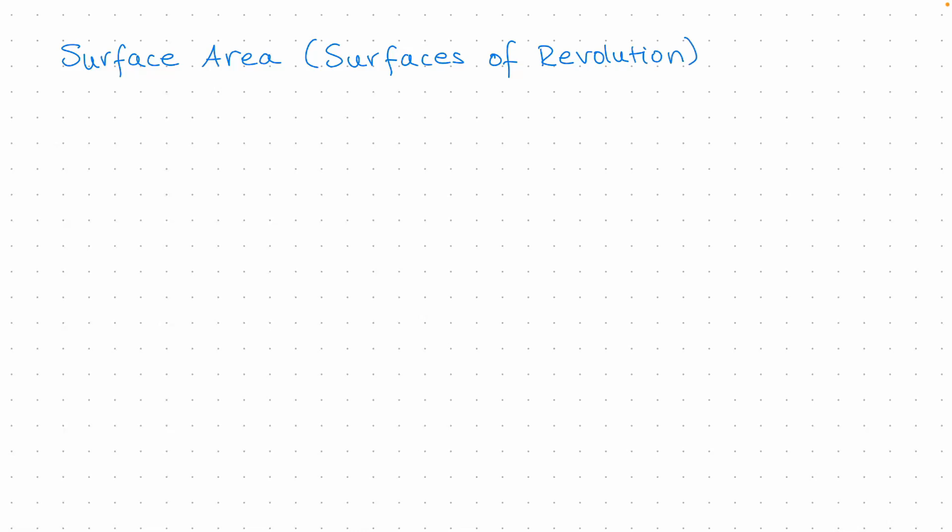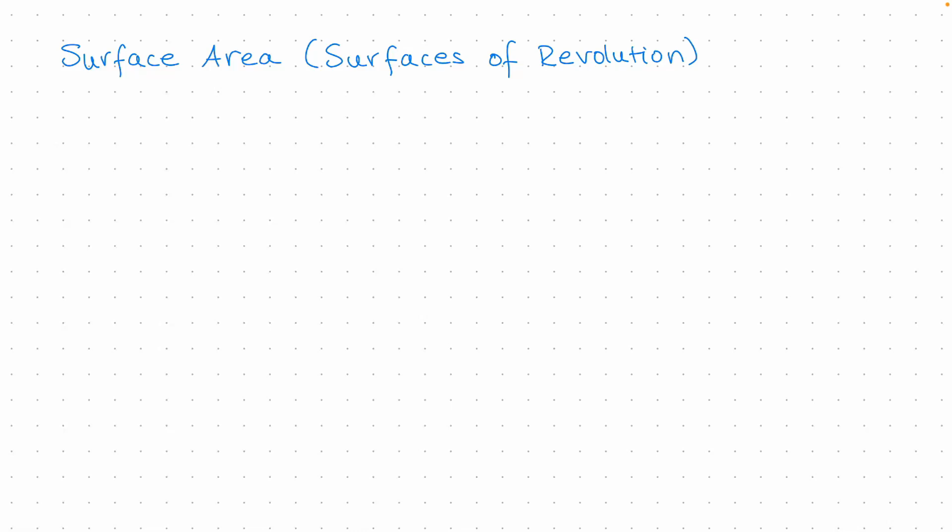So, surface area. Specifically, we're going to look at surfaces of revolution. All right. To do this, we're going to go back to the very beginning. We're going to go back to pyramids.